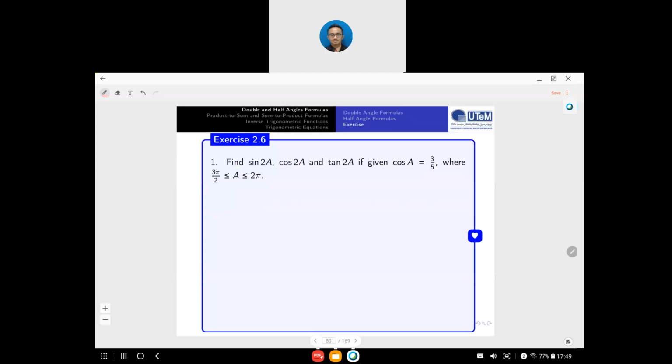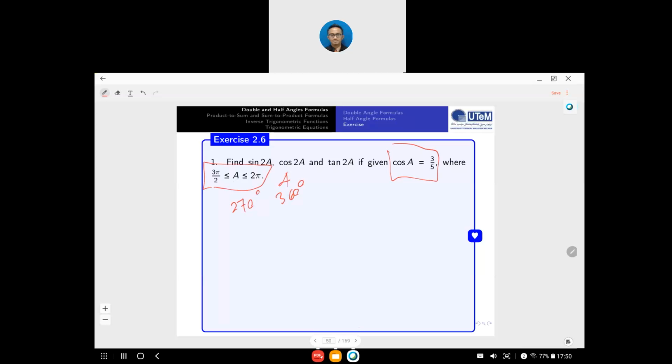Okay, look at exercise 2.6 question 1. Find sine 2A, cos 2A, tangent 2A if A is given cos A equal to 3 over 5 where A is between 3 pi over 2 and 2 pi. So this one is quadrant 4. Okay, between 270 degree until 360 degree. Okay, so this one is quadrant 4.